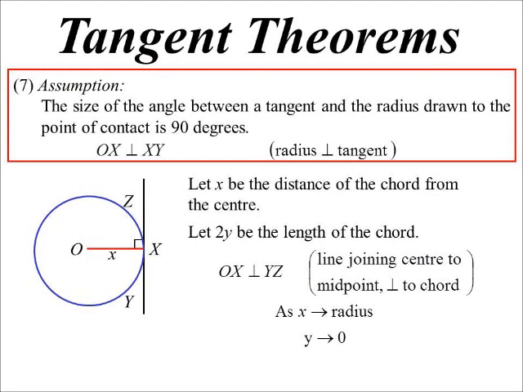So that idea becomes OX is perpendicular to XY, because a radius will always be perpendicular to a tangent at the point of contact. Alright.